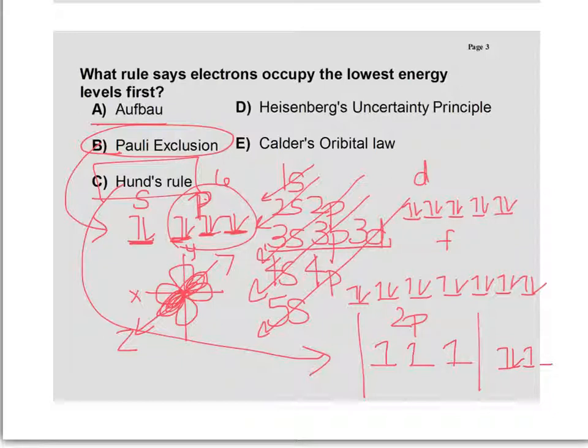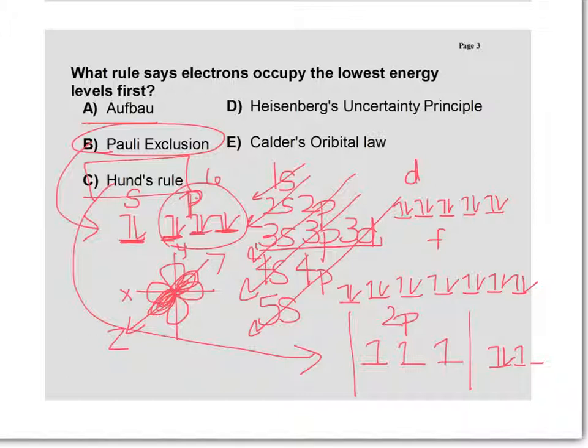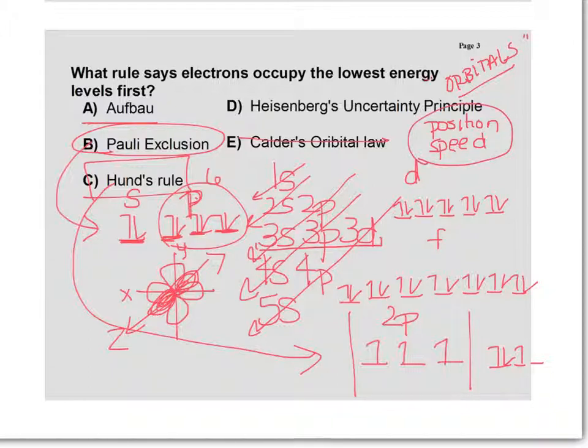That's Hund's rule. And then Heisenberg's uncertainty principle is the one that says that you can't know, I believe it's the position and the speed of an electron at the same time. So we only have orbitals, areas where we feel there's the highest probability of finding an electron, not exact orbits where we know exactly where an electron is and what direction it's going or any of that. You can't measure that directly.